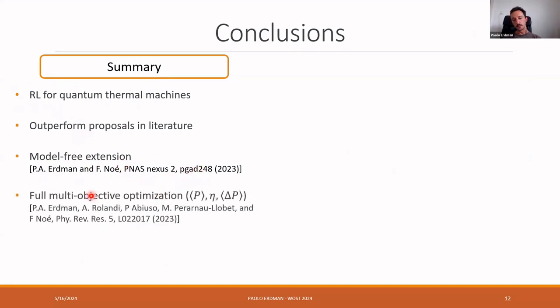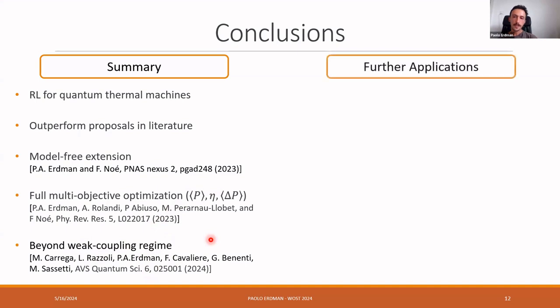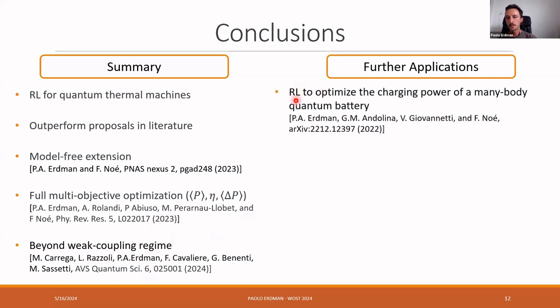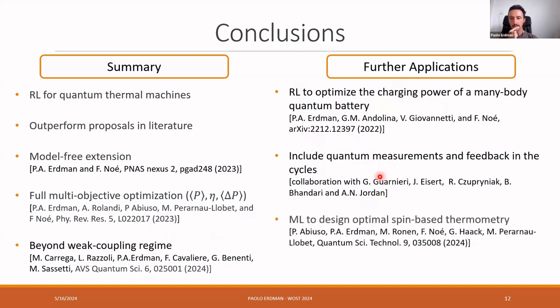We've also looked at a full multi-objective optimization, including power fluctuations, and compared how this compares to the TURs. And we've recently also looked at a system beyond the weak coupling regime. As further applications of machine learning, still in quantum thermodynamics, we've looked at how to optimize the charging of a many-body quantum battery. As a future direction, we're working on including also quantum measurements and feedback into the optimization cycles. And perhaps it would be interesting also to go to many-body systems.